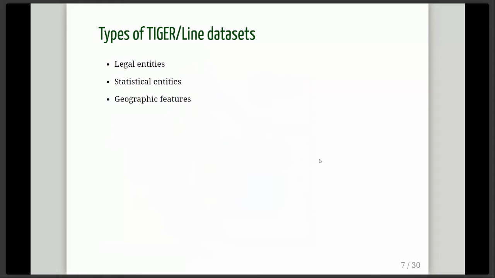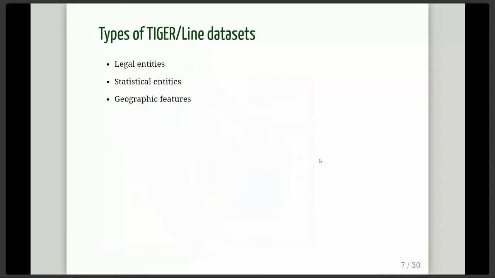political meaning to them. So it could be a county. A county has a governance structure, has a legally defined boundary, that kind of thing. And so the census tabulates data at the county level. The census also defines statistical entities, which don't have any legal standing, like census tracts, but are nonetheless used to tabulate data.